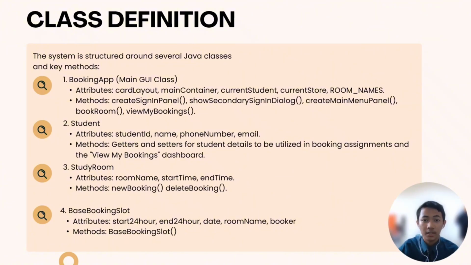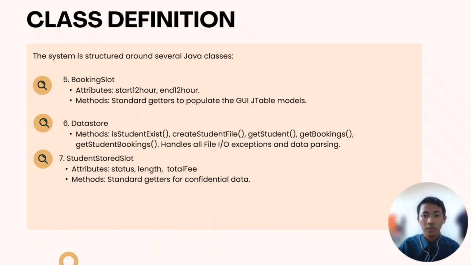The first is App, which is our GUI application. Student is for holding the current student's personal and basic institution data. Study room is for holding the room name and operation start and end hour. Base booking slot is the basis of our booking slot related data storage. Booking slot is used for holding the data of study room booking entries. Data store is for file I/O, validation, fetching, and setting session states. Student stored slot is used for more confidential and private data that is only relevant to the current user.